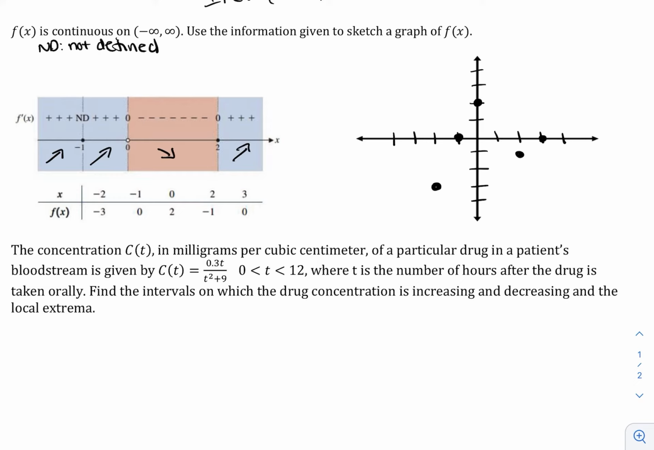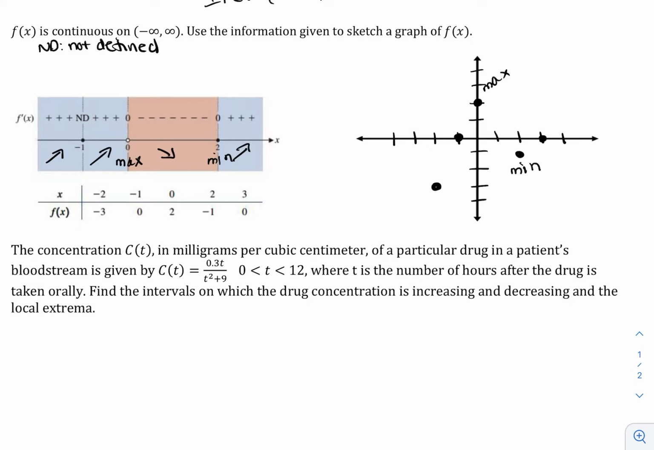So let's take a look at the extrema. At 0, I'm going to have a max. And at x equals 2, I'm going to have a min. So I'm going to label that. At x equals 0, I have a max, which it looks like in the graph, actually, once I pull out my points. And at 2, I have a min.